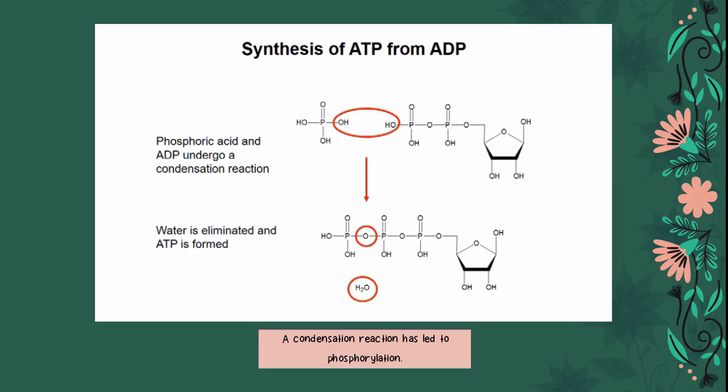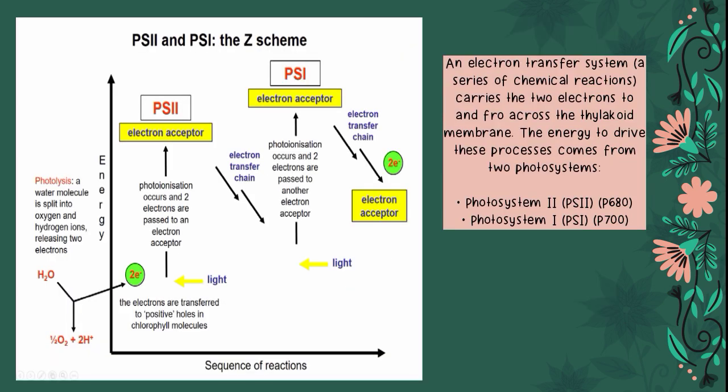So, this is a condensation reaction that has led to phosphorylation. An electron transfer system, or a series of chemical reactions, carries the 2 electrons to and fro across the thylakoid membrane. The energy to drive these processes comes from 2 photosystems.